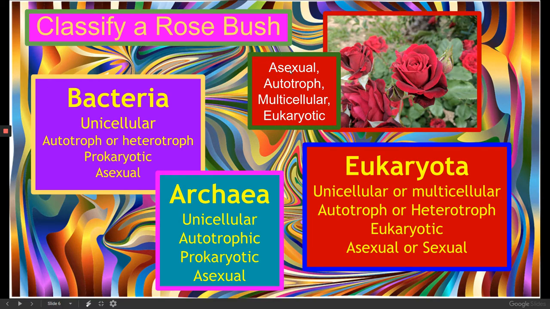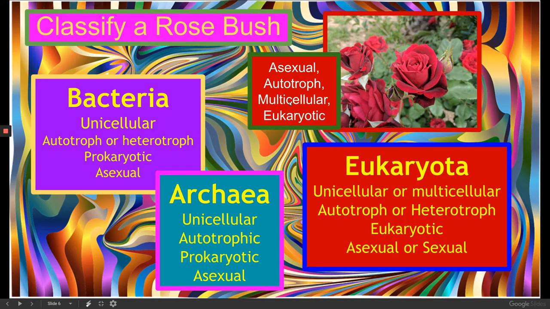So I'm going to look at this first trait, asexual. And I notice that bacteria can be asexual, archaea is asexual, and eukaryota can have asexual organisms. So that doesn't tell me what I need. Let's look at autotroph. Is it a producer or consumer? Well, bacteria can be an autotroph, archaea can be an autotroph, and so can eukaryota. So now I still don't know what domain it best fits in. Let's go to the next level.